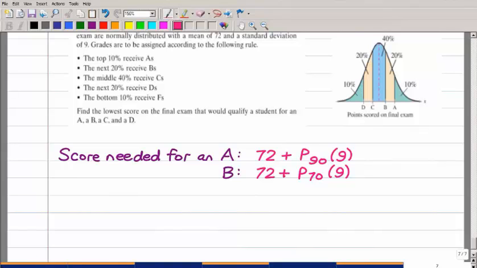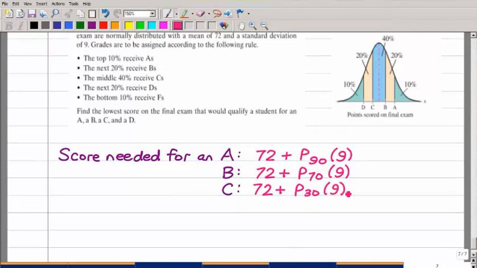I've done this before, and I believe the score for an A was 80-something. I'll set the rest of these up. For a C, the middle 40% are C's, and for the bottom cutoff for a C, all you have to look at is how much is below that bottom number. What we're calculating is the bottom number for any range, and the end of that range is where you get to the next letter grade. So the 30th percentile gives us the bottom number for the C's.